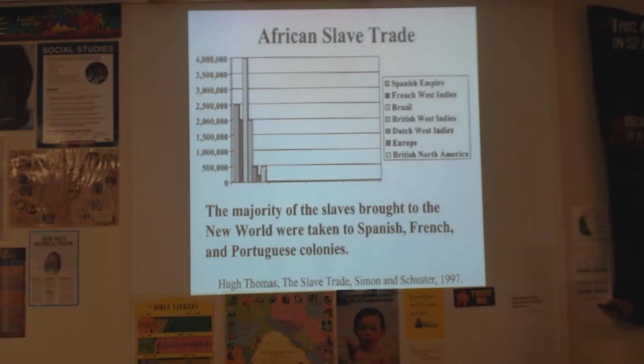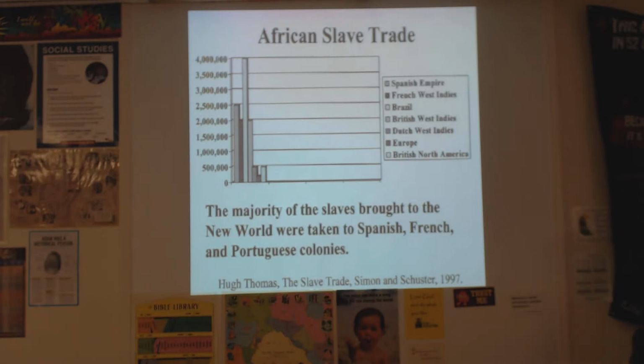So although this is what we're concerned with, the slavery in the United States, when you look at the number of slaves that came here versus slaves in other parts of the Americas, it is a very small percentage in comparison. The majority of the slaves brought to the New World were to Spanish, French, and Portuguese colonies, not to the English colonies or to United States colonies.